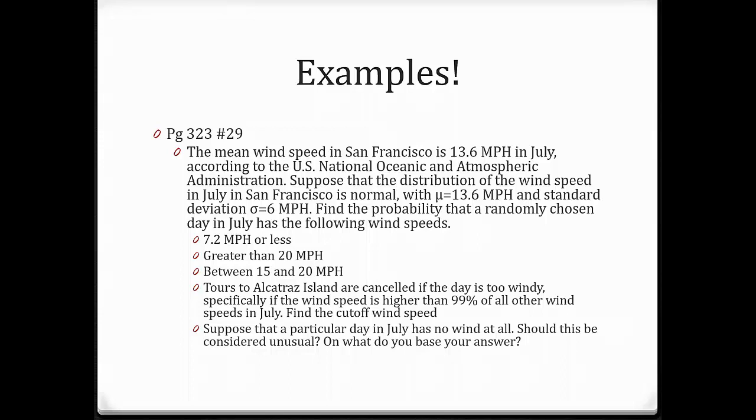Now, an actual application here is tours to Alcatraz Island are canceled if the day is too windy, specifically if the wind speed is higher than 99% of all other wind speeds in July. Find the cutoff wind speed. Suppose that a particular day in July has no wind at all. Should this be considered unusual? On what do you base your answer?